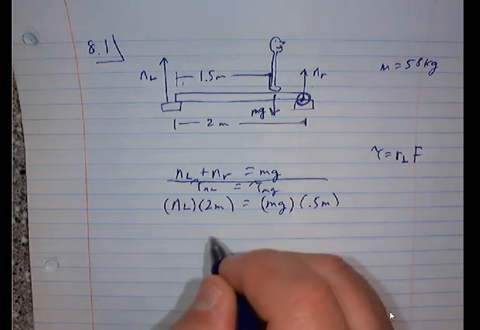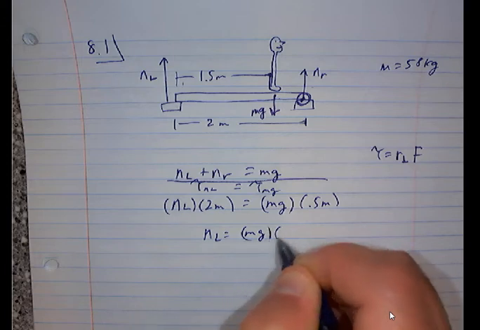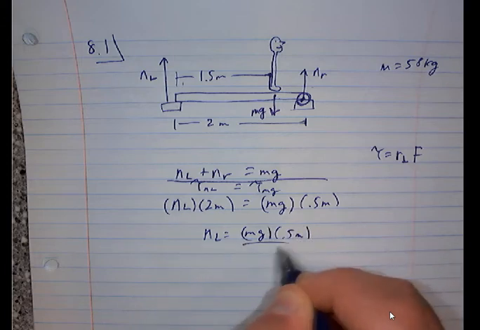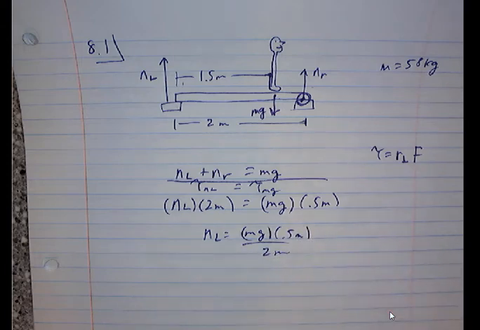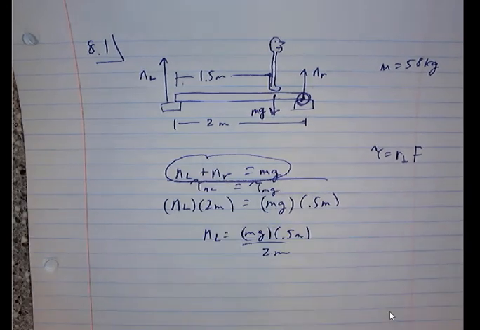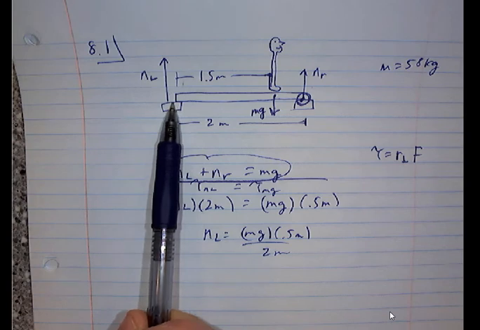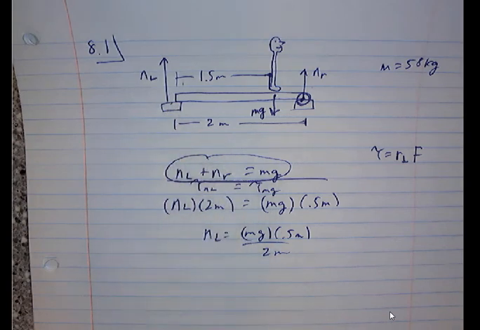And then I can figure out what normal left is. mg times 0.5 meters divided by 2 meters. Okay, so that you can get normal left that way, and then you can go back to just the force equation and figure out what normal right is. Or if you wanted to, you could pick this as the pivot point and do the same thing that we did to get normal left. So either way.